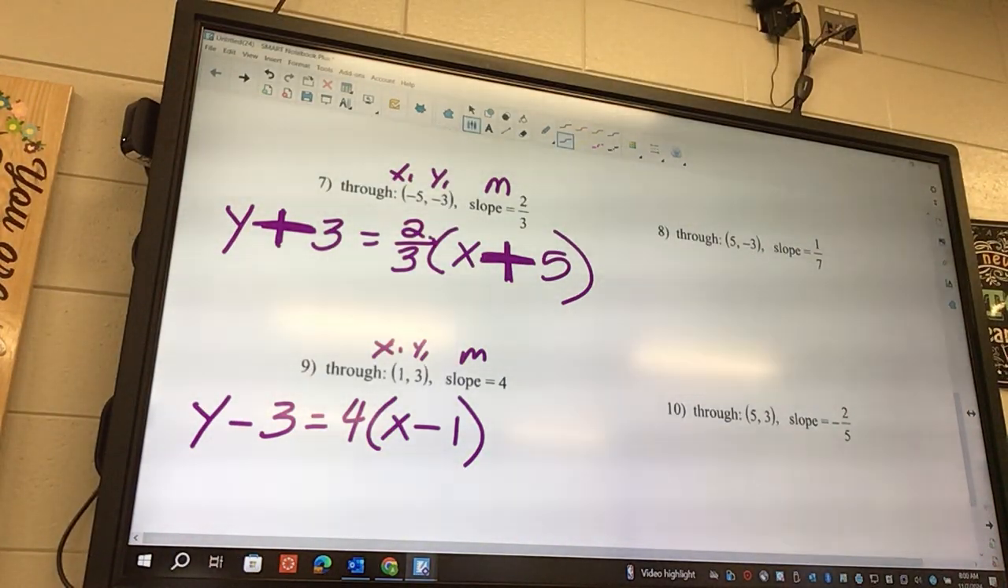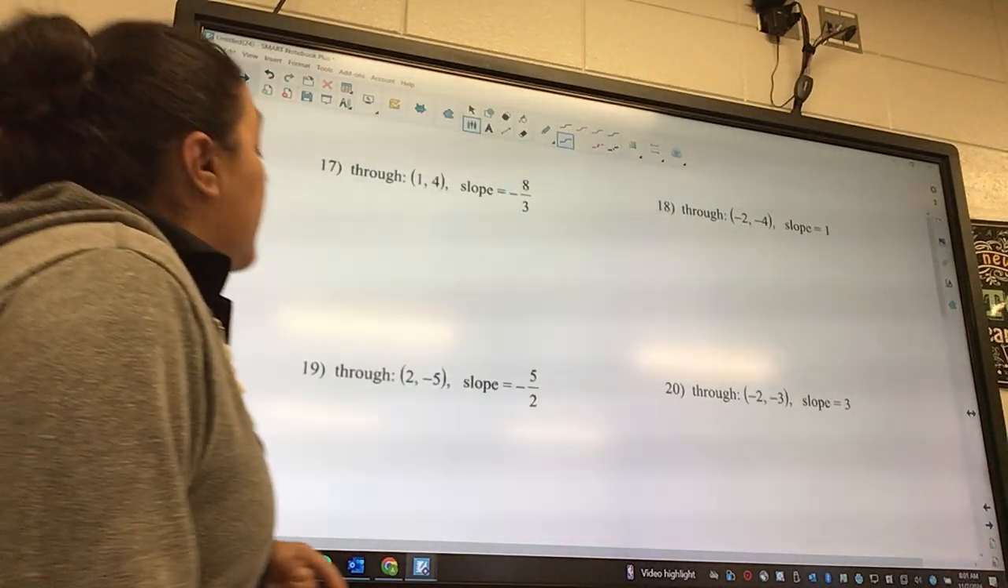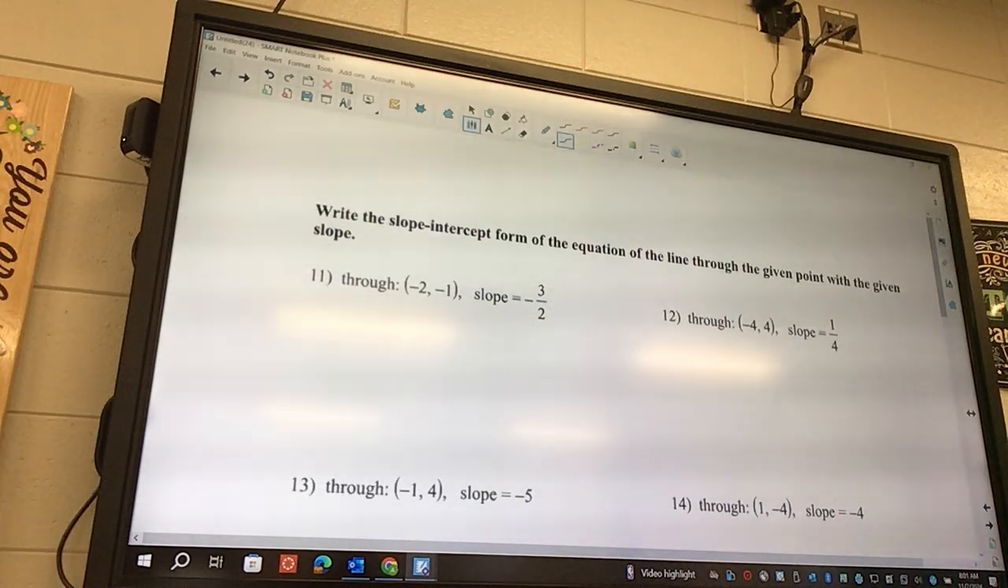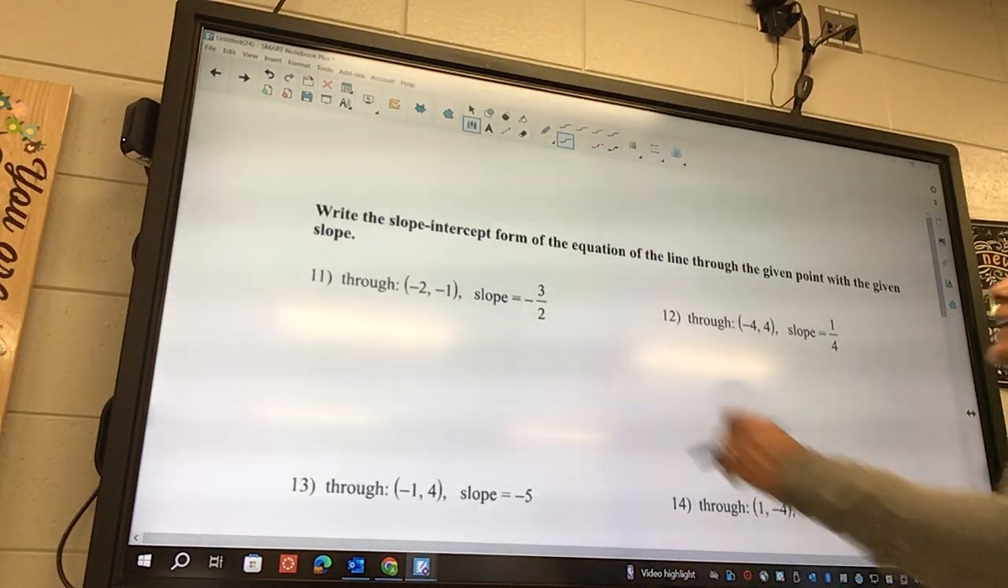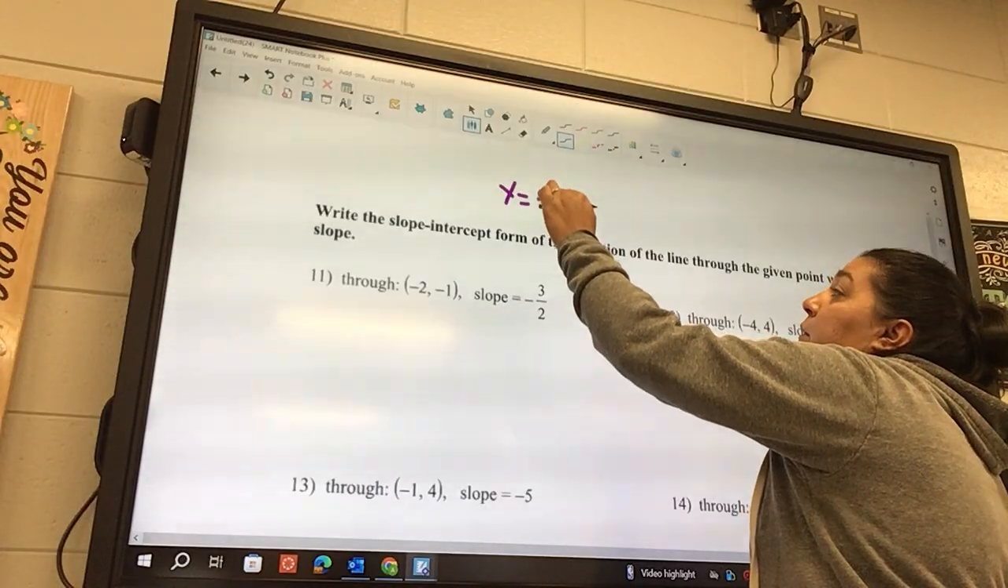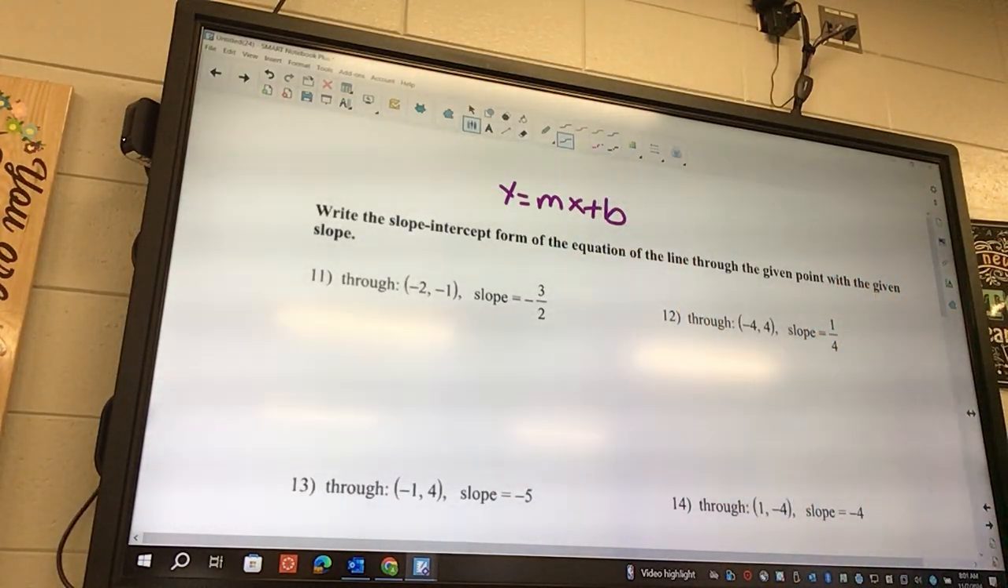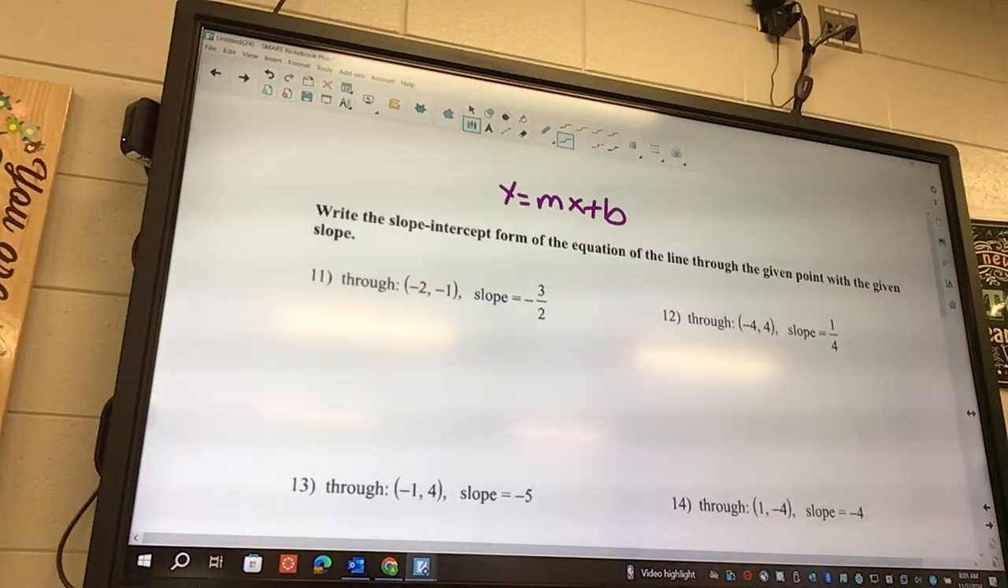Although the problems on the back look the exact same, the instructions are a little bit different. On the back page, the instructions say to write it in what form? Slope-intercept form. So on the back page, they want it in this form, y equals mx plus b. That is what we want our answer to look like.